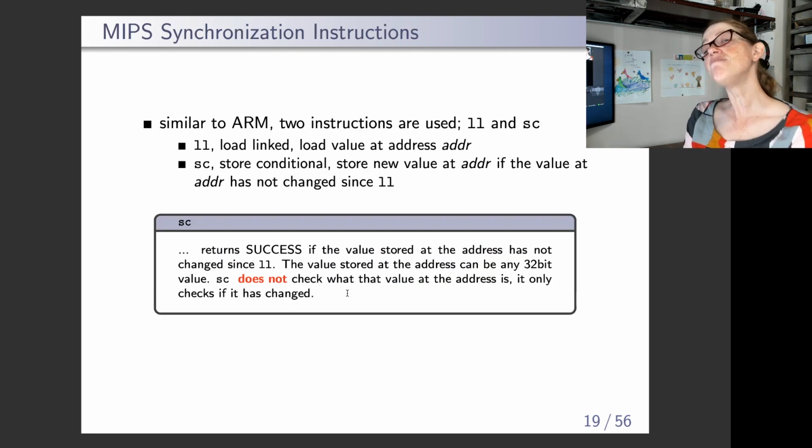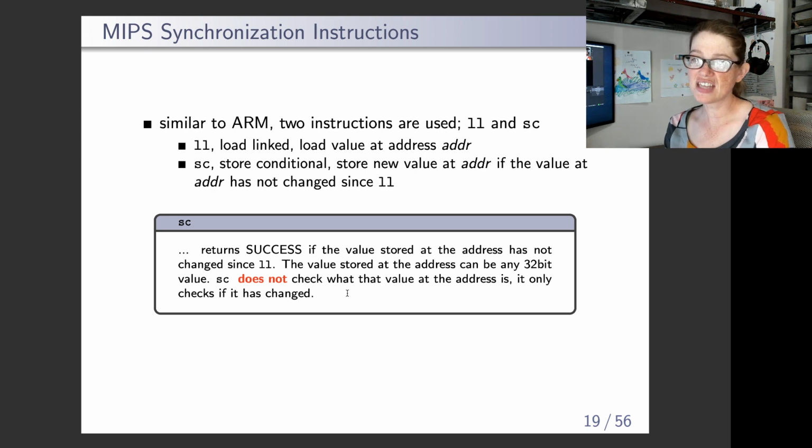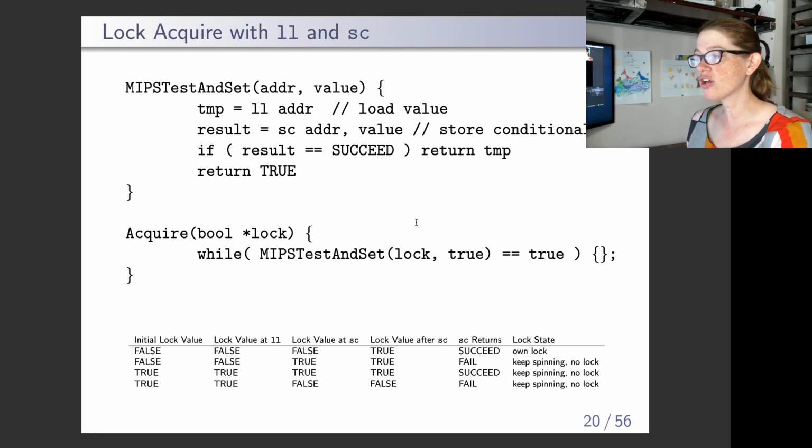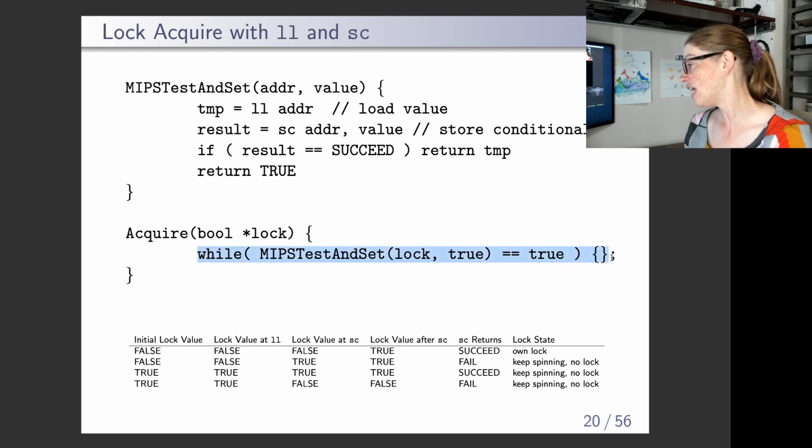Now, MIPS does it the same way. There's a pair of instructions that behave as a barrier, but they behave in the exact same way. There's load linked, which is LL, and store conditional, which is SC. And we're going to use them in the exact same way. So if you look at our lock acquire, you end up having this MIPS test and set, which does the exact same little bit of code as we did with ARM, and we're going to use the test and set in the same way in our while loop.